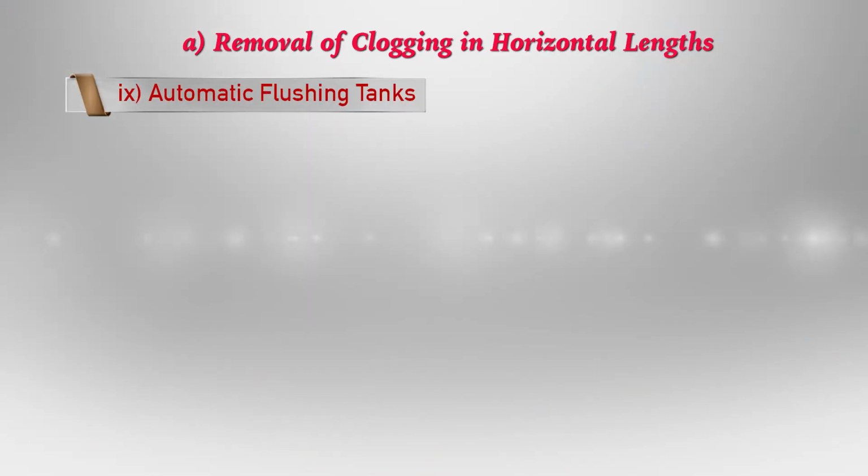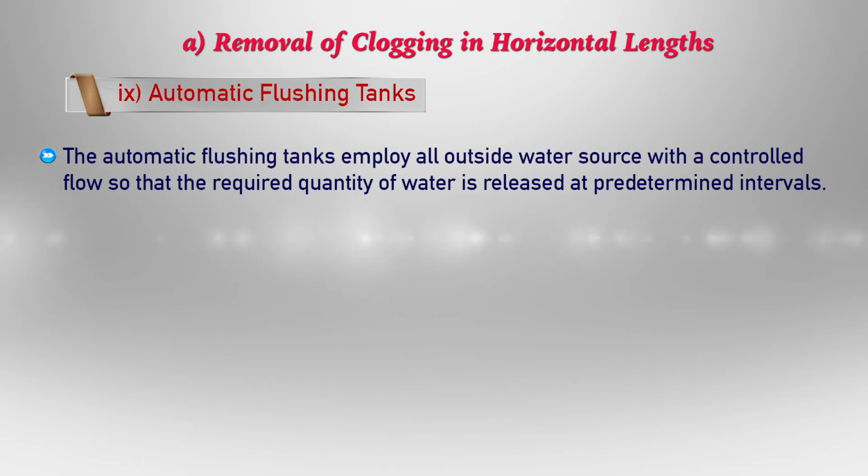Now, we move to another device which is used for clogged pipes, that is automatic flushing tanks. The automatic flushing tanks employ an outside water source with a controlled flow so that the required quantity of water is released at predetermined intervals, and in that way clogging is avoided.